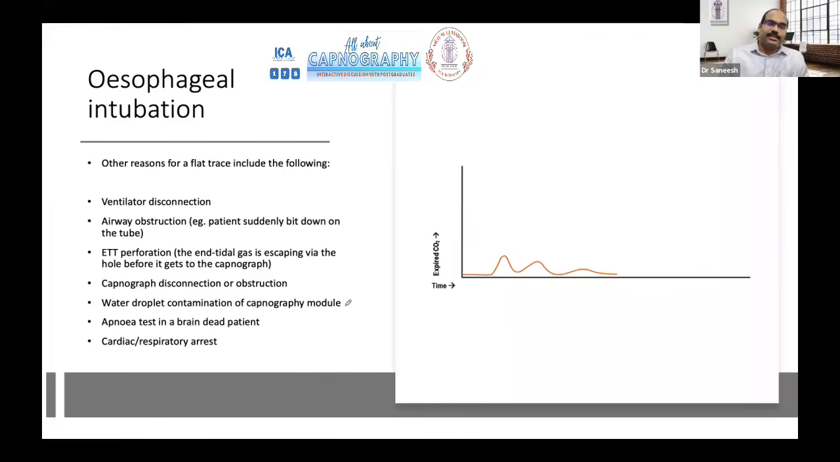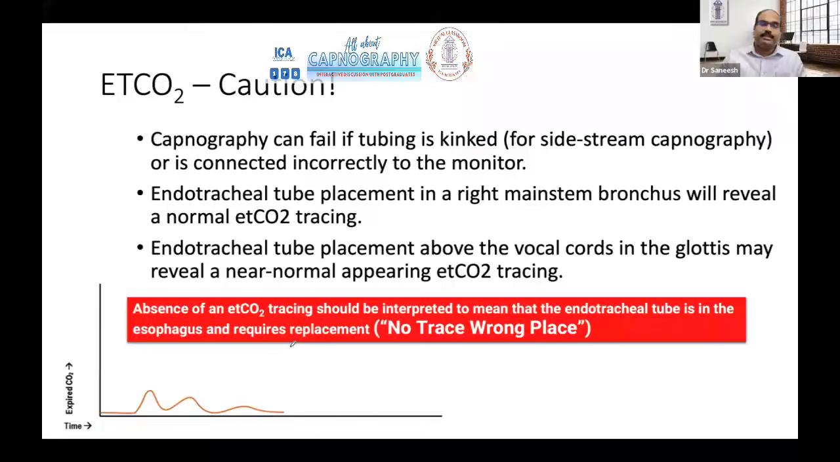So this is also found in other scenarios like water droplet contamination of the capnography module, which we definitely need to be checking before the start of the first case. Apnea test in a brain death patient, you get a similar scenario. And it can also, as you mentioned, give a clue regarding cardiac or respiratory arrest. Because of cardiac arrest, no CO2 output, no EtCO2. So this is the message: absence of an EtCO2 tracing should be interpreted to mean that the endotracheal tube is not working. Either it is not in the trachea, or it requires replacement. No trace, wrong place. Simple.